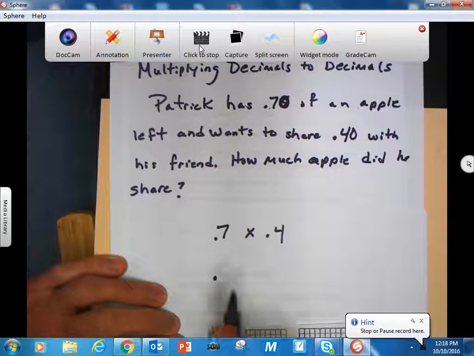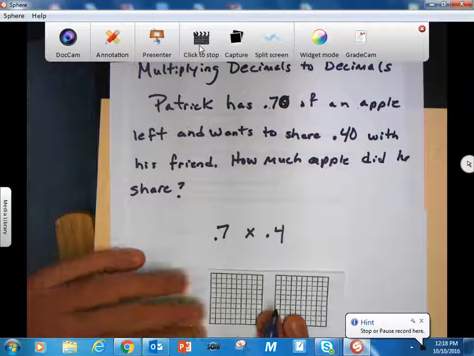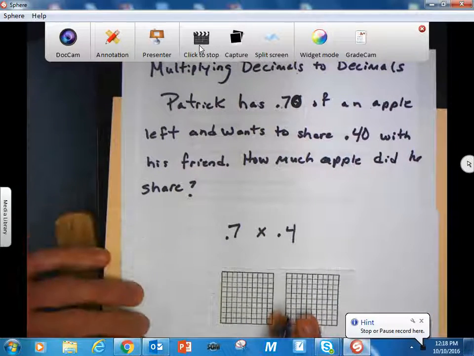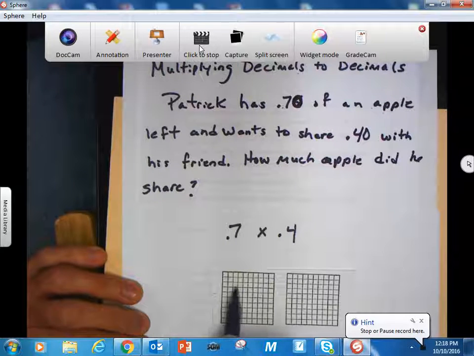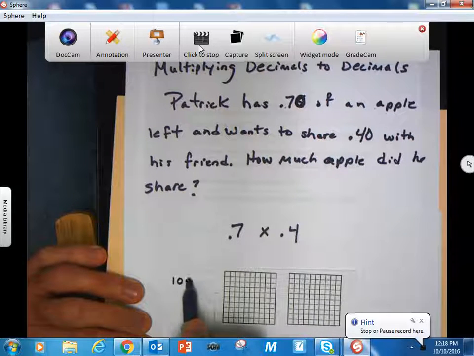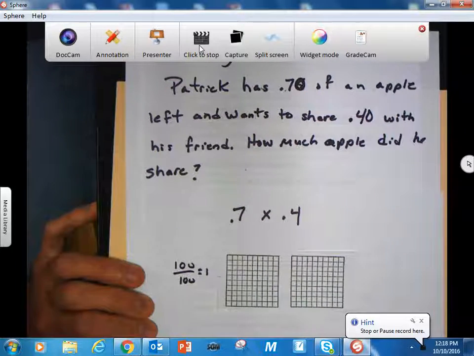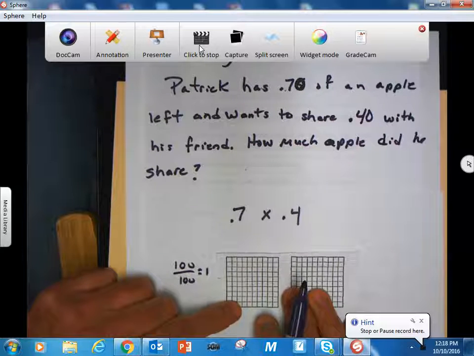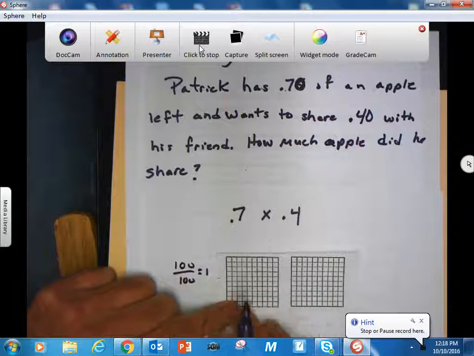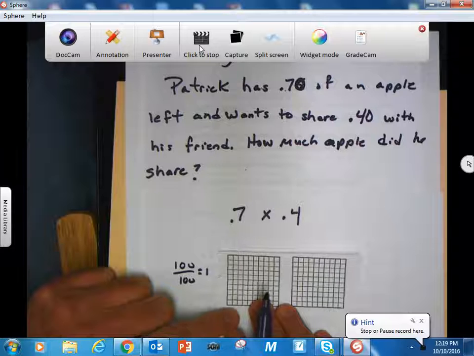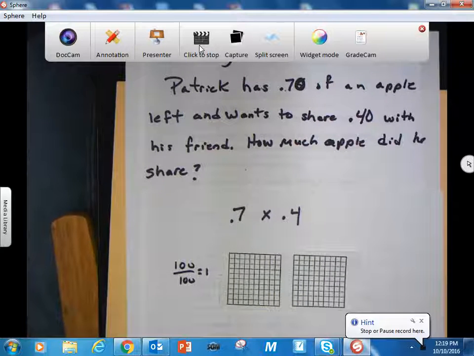Okay? So we're going to use a grid here, and we know 100 grids is equal to 100 over 100, which equals 1 whole. Alright, and we're dealing with part of a grid. We're going to take 7 tenths and multiply it to 4 tenths. So I need two different colors. I'm going to label here.